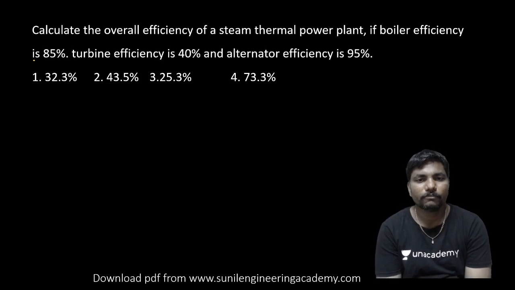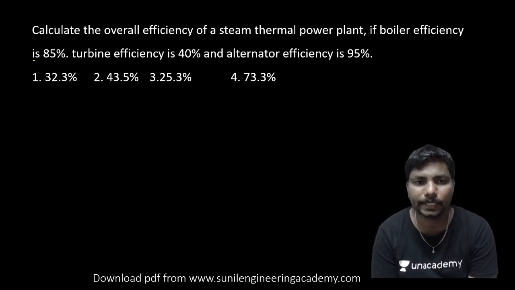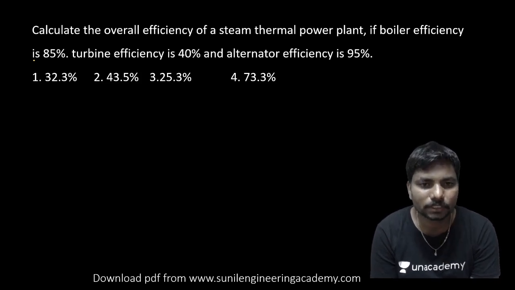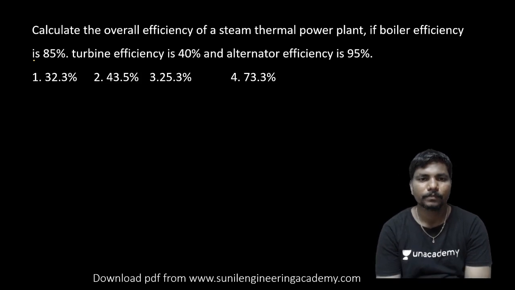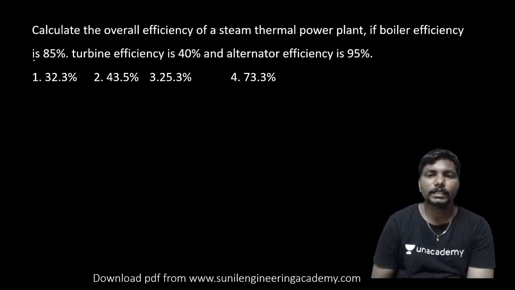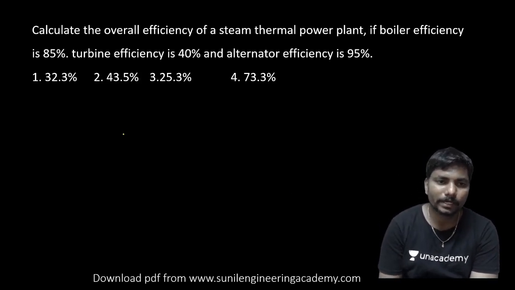Coming to the next question, this type of question is also very important. Calculate the overall efficiency of the steam thermal power plant if boiler efficiency is 85%, turbine efficiency is 40%, and alternator efficiency is 95%. These are connected in series, like a cascading manner.